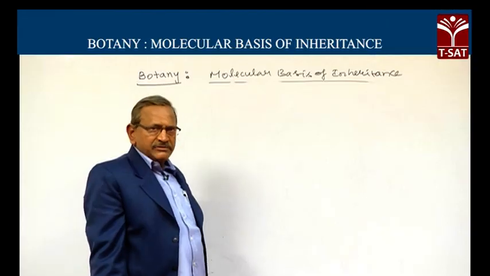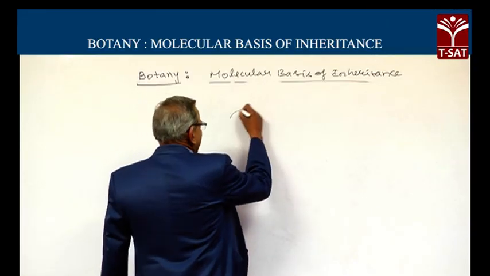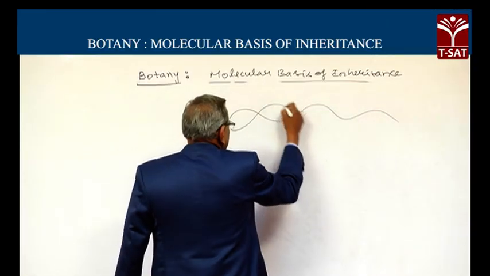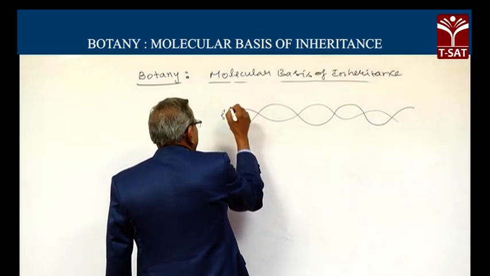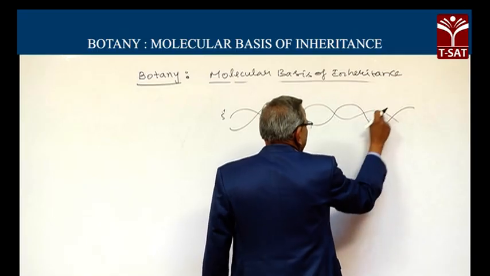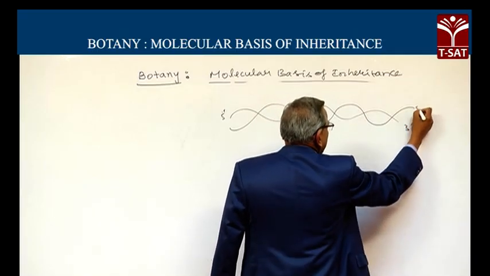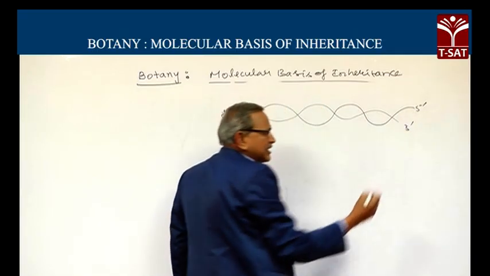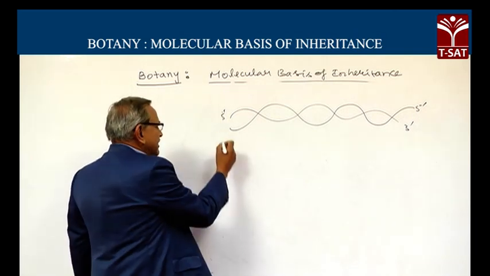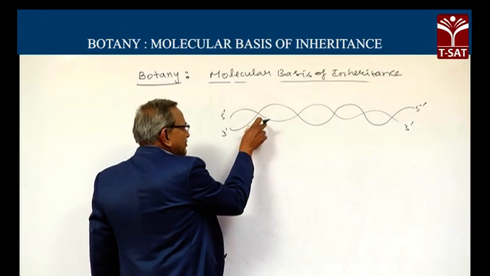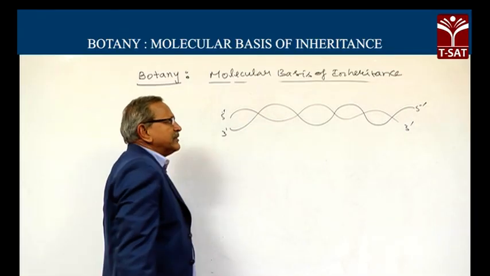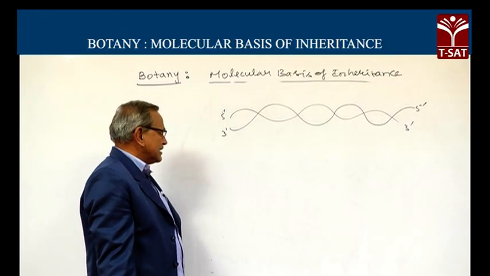The two strands of DNA are arranged in anti-parallel manner. So if this is the 5' terminal, the other will be the 3' terminal. Since it is arranged in anti-parallel manner, this is the anti-parallel arrangement of two DNA strands.